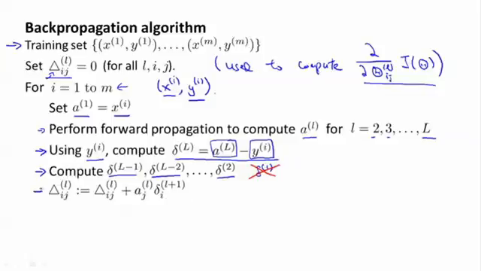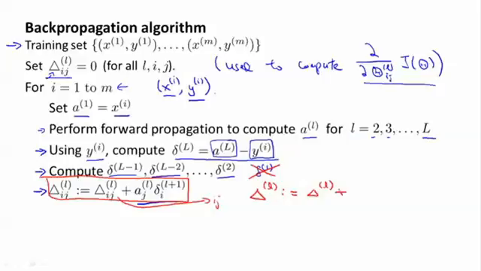And finally, we use these capital delta terms to accumulate the partial derivative terms that we wrote down on the previous slide. By the way, if you look at this expression, it's possible to vectorize it too. Concretely, if you think of Δ_ij as a matrix indexed by subscript ij, then you can rewrite this as: Δ^L gets updated as Δ^L plus lowercase δ^(L+1) times (a^L) transpose. That's a vectorized implementation that automatically does this update for all values of i and j.